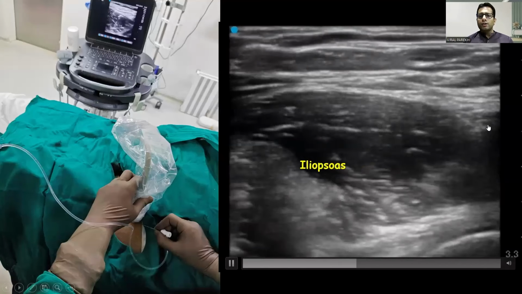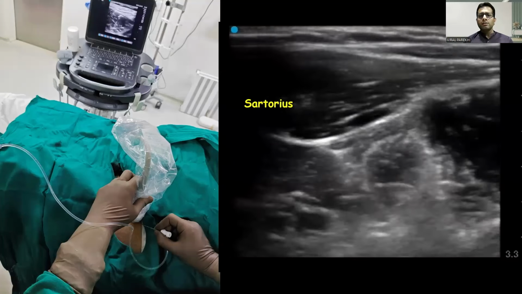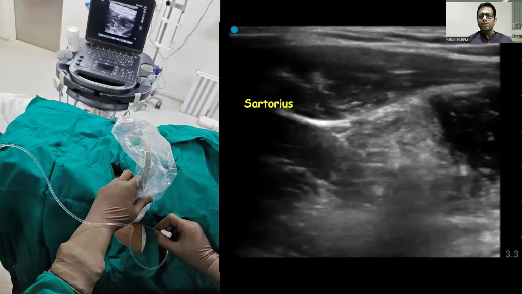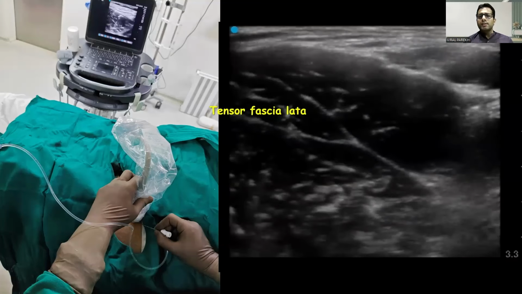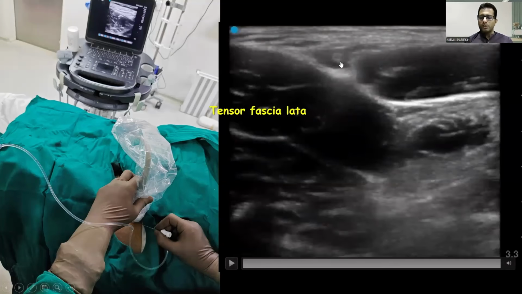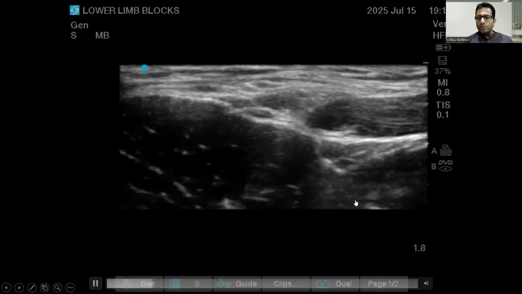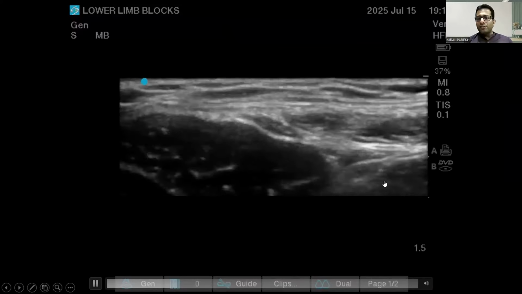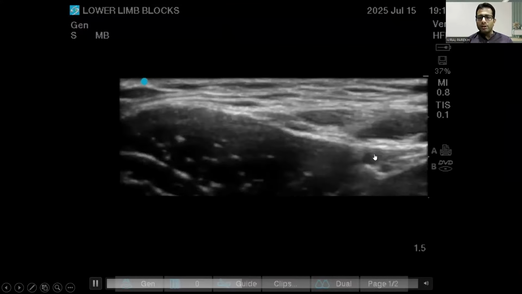So this is the iliopsoas muscle. As I move more laterally, this is the sartorius, which has started to come into the picture. Now, this is the tensor fascia lata, and this is the target area for the lateral femoral cutaneous nerve. In this video, as you can see, I've reduced the depth at that level, and we will definitely see a nice picture of the lateral femoral cutaneous nerve.